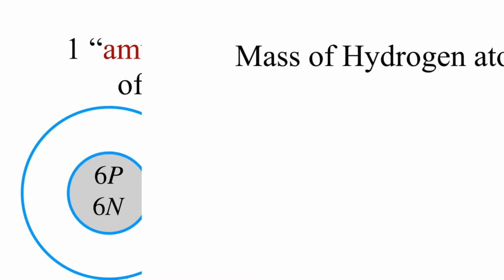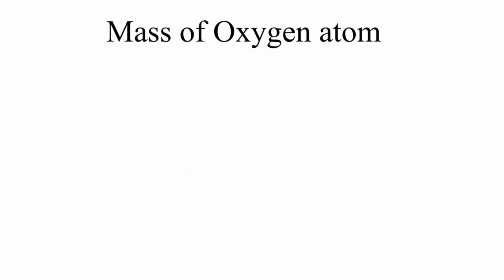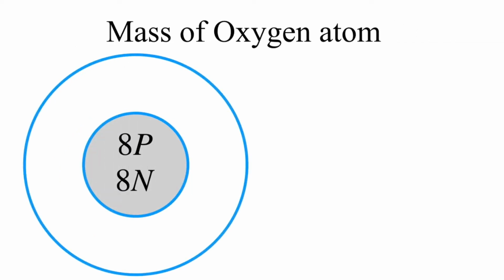Now let's check out the mass of hydrogen atom. Hydrogen atom contains 1 proton. There is no neutron in the nucleus of hydrogen atom. What is the atomic mass of hydrogen atom? It's 1 unit. What about oxygen atom? Oxygen atom contains 8 proton and 8 neutron in its nucleus. So what is the atomic mass of oxygen atom? It will be 16 unit.